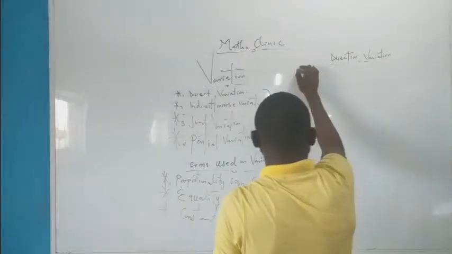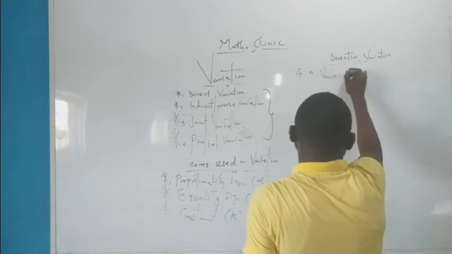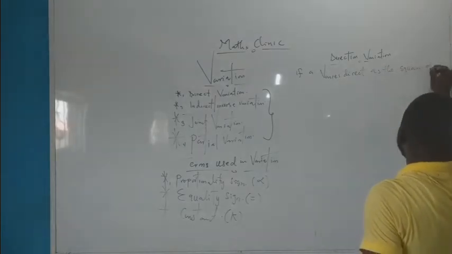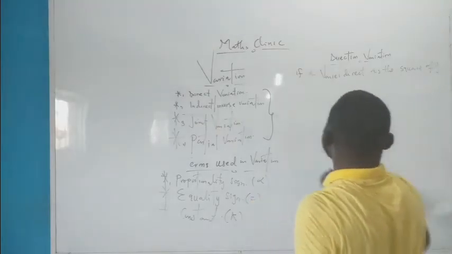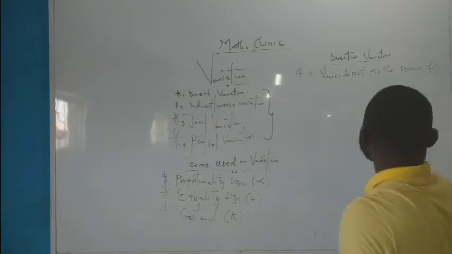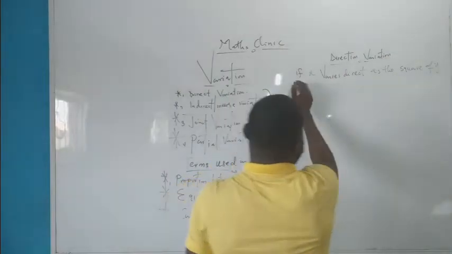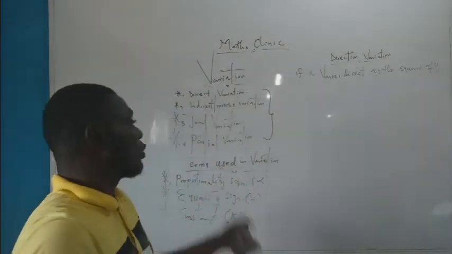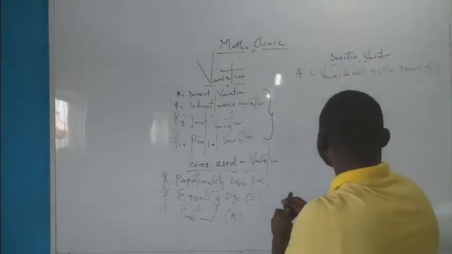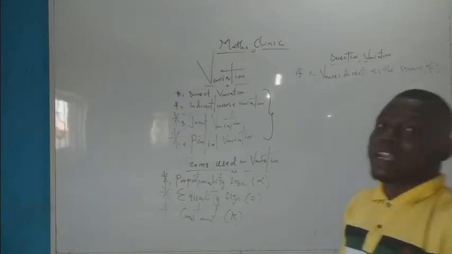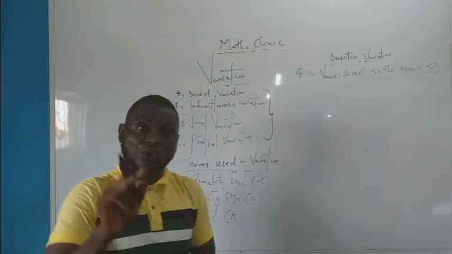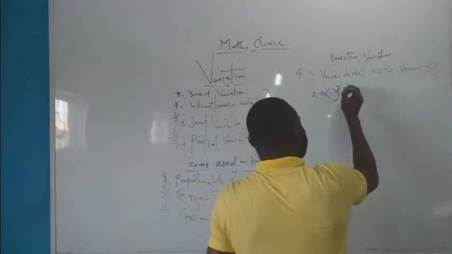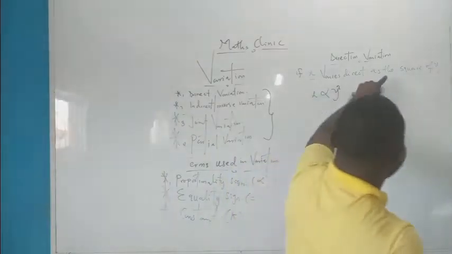Direct variation. If x varies directly as the square of y, write down the equation. How do you write down the equation? Take note, square is different from square root. When you say square, that is raised to the power of 2. So we are told that x varies directly as y squared.